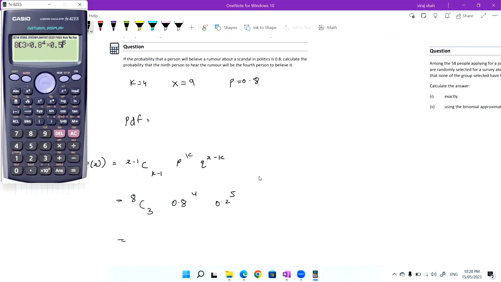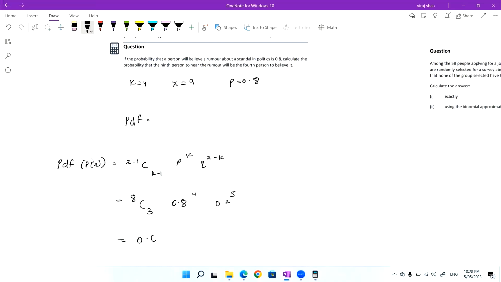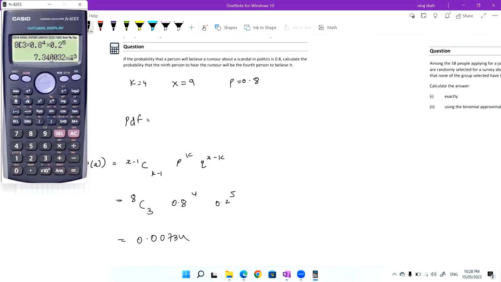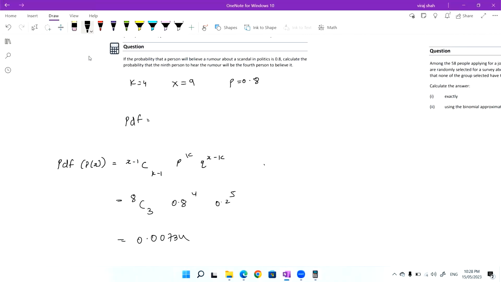0.2 raised to 5. Oh, it's a small number. 0.0074, 734. 734, yes. 10 raised to 3 means 3 decimals. So 2 zeros and 734. Okay, fair enough.